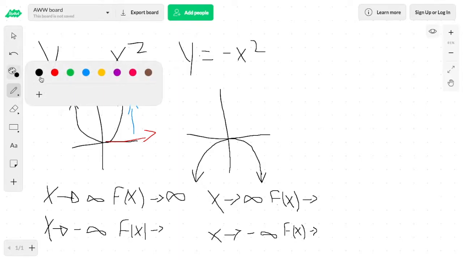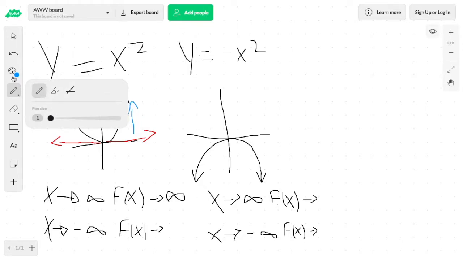Now also vice versa, on the left side, as x goes to negative infinity, or to the left, f of x, or y, also goes up. Therefore, also proving that for this part of the equation, as x goes to negative infinity, f of x also goes to positive infinity.